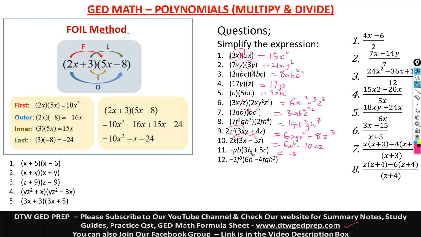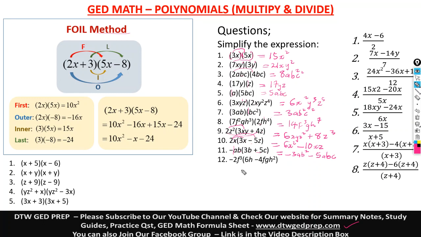Then we have a, we have b here. So b times b will be b squared. We'll drop the a, b squared. So negative 1ab times a positive 5c. Negative 1 times positive 5 is a negative 5. Then we have a, b, and c here. There's no a, b here, so it will be abc.